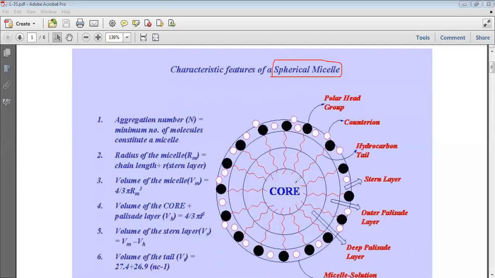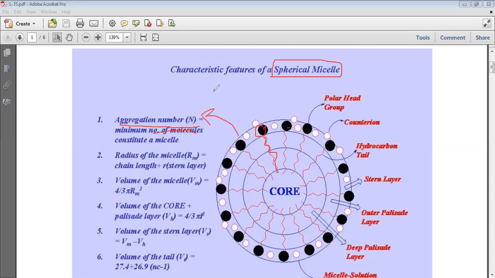First, here it is aggregation number. It is written as N, or sometimes it may be small n. It is the minimum number of molecules that form a micelle. That means this will be counted as one monomer or one molecule. Suppose you are considering this, you can count 1, 2, 3, and so on. So the number of these monomers constituting this micelle will be called simply the aggregation number.